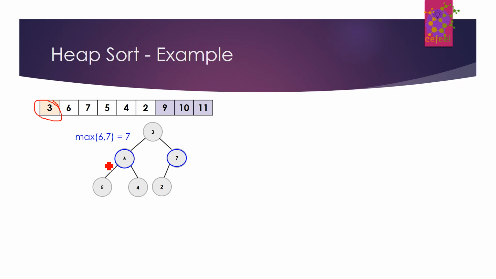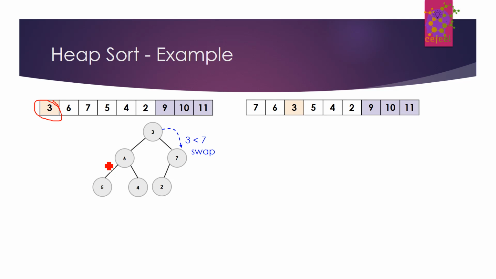So we need to compare with 7 and see if we have to swap it. We compare 3 with 7. 3 is less than 7, so this needs to be swapped because 7 is greater. 7 has to be the highest or the root. So 7 will now be swapped with 3. Once 7 is swapped with 3, 7 will get the root position, the maximum position, and 3 will have its new child, which is 2 here.